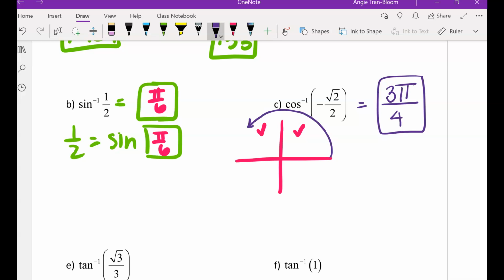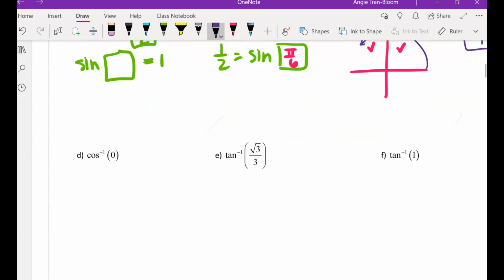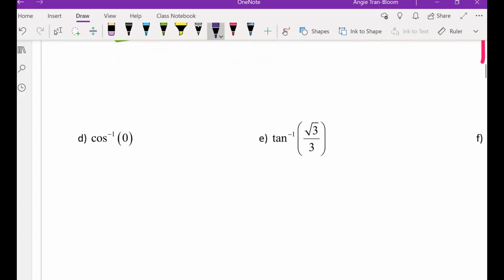Last few, and then cosine inverse again, restricted in between what quadrants? 1 and 2. All right, perfect. What's the answer? Pi over 2, right, y'all? Okay.